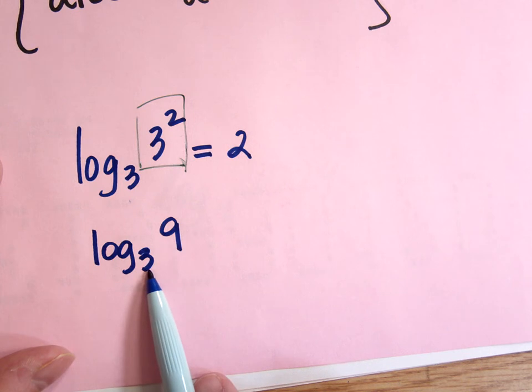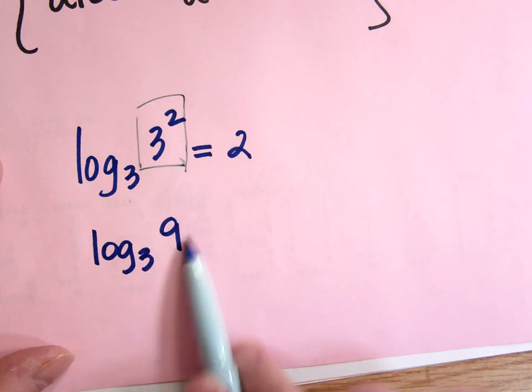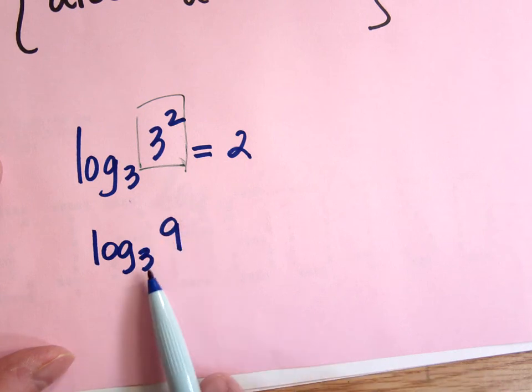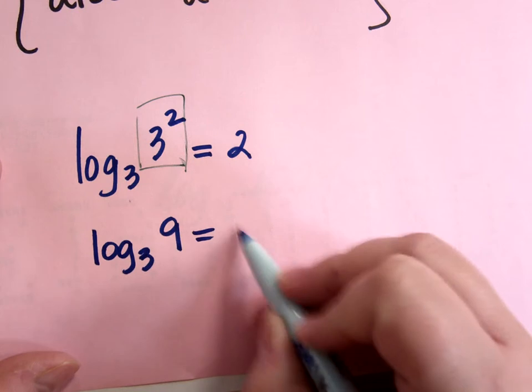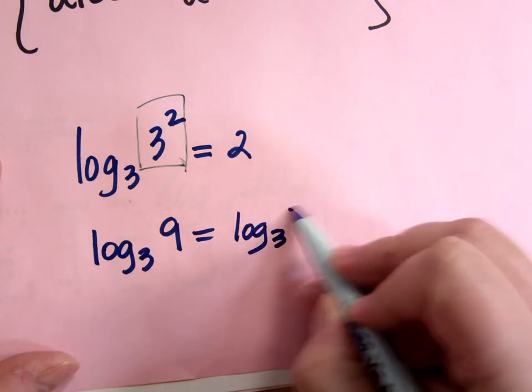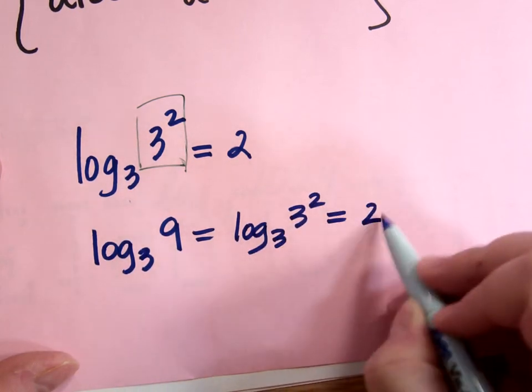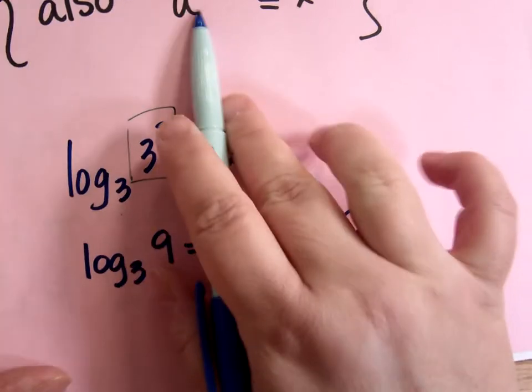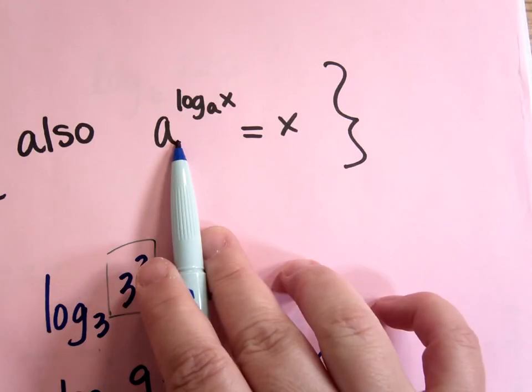So that's the question you're asking yourself: can this thing, which we actually call the argument, the argument of the log, be written as a power of that base? And then you would say, yes, it can. I can rewrite that as this, and my answer is 2. And same goes here with these problems.